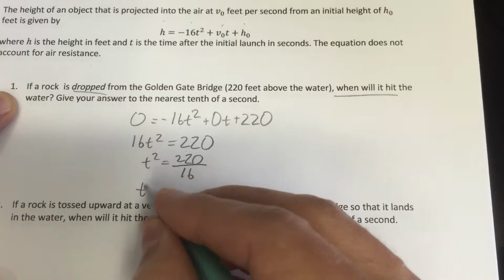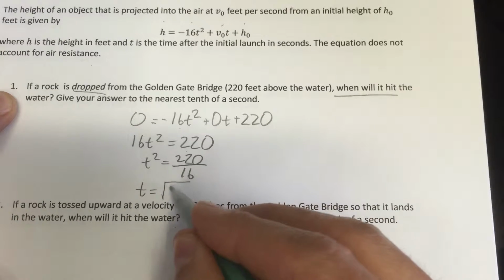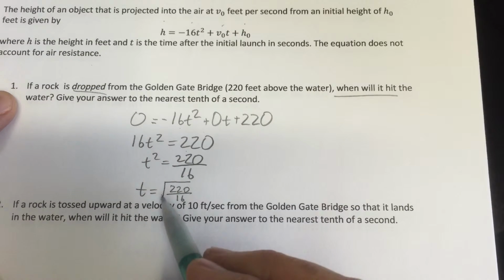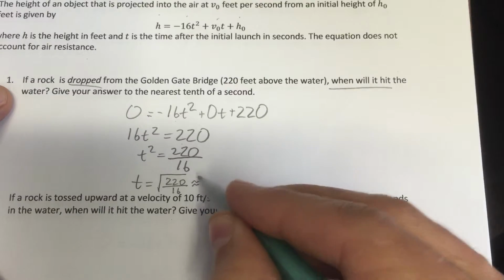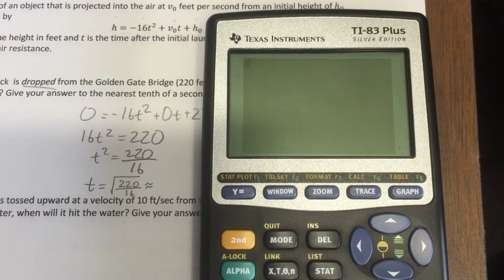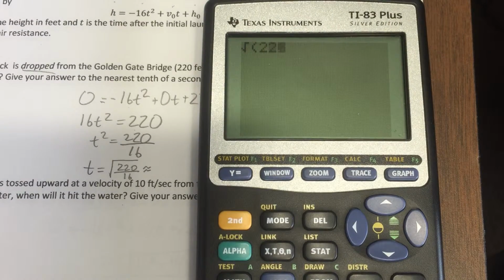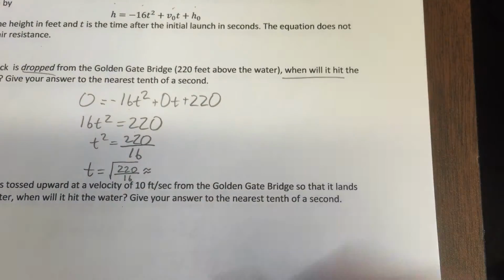I'll take the square root. In general, this equation could be solved by positive or negative the square root of 220 over 16, but recognize because this is time passed, I'll just take the positive value. Now I'm going to approximate that to the nearest tenth. I have a calculator here, and so I'll take the square root of 220 divided by 16. And so I'm going to write 3.7 seconds.